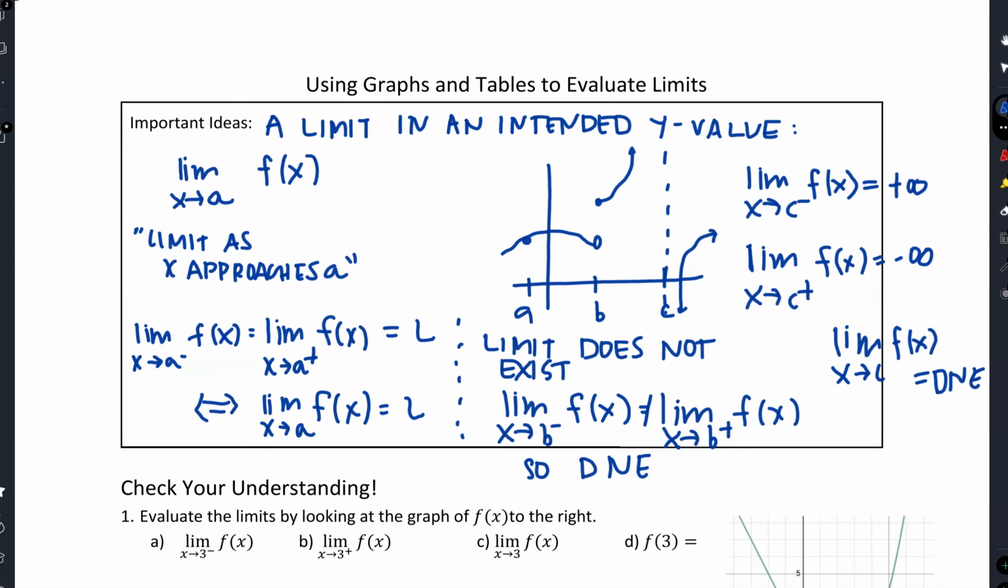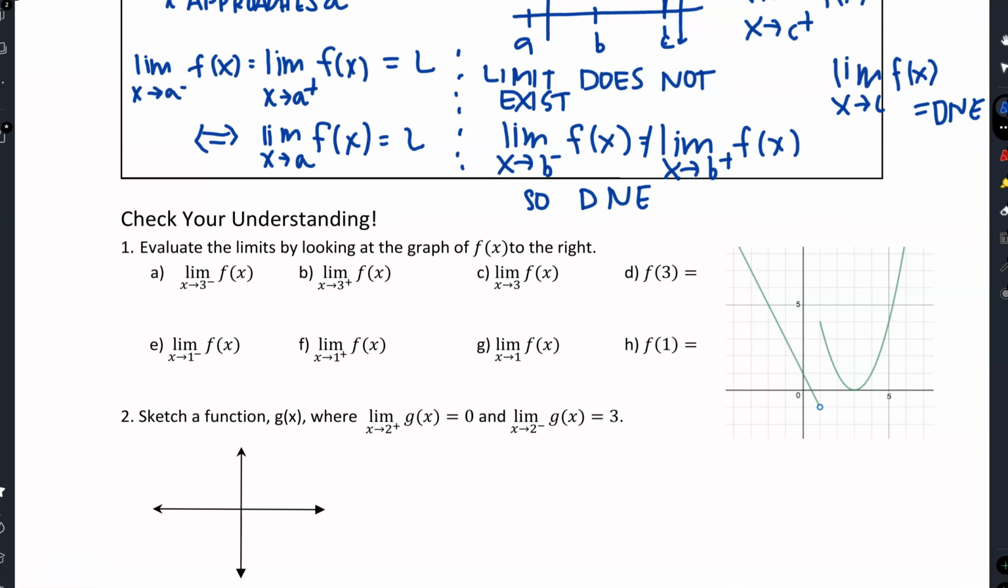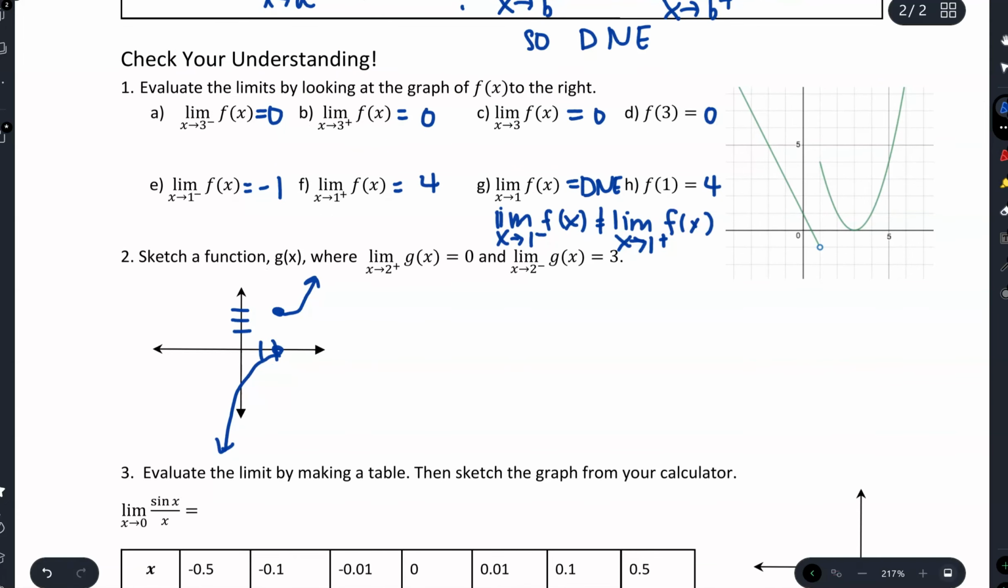Okay. All right, so take a second, and see if you can answer these questions here. Pause the video and then I'll put the solutions up. All right, so let's see how you did. So this one, the limit as x approaches 3 from the left-hand side. So where is 3? So right here, right? So as it approaches 3 from the left-hand side, it's going to be approaching 0. As I approach 3 from the right-hand side, it's also approaching 0.